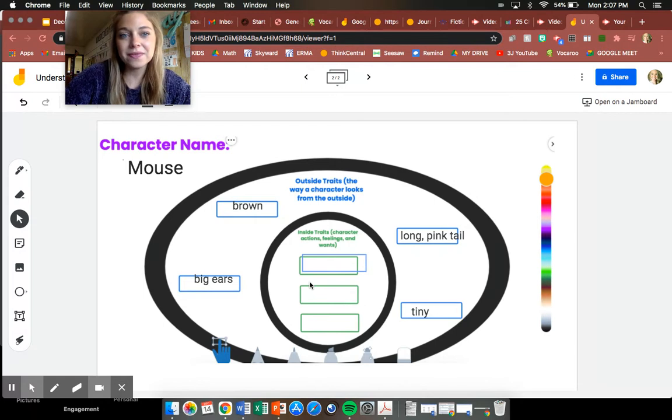Well, we know that he feels really small at the beginning of the story, right? I'm not just talking about physically small, like the way he looks small. I'm talking about he feels like he is not as strong as the other animals, okay? So he feels small at the beginning.